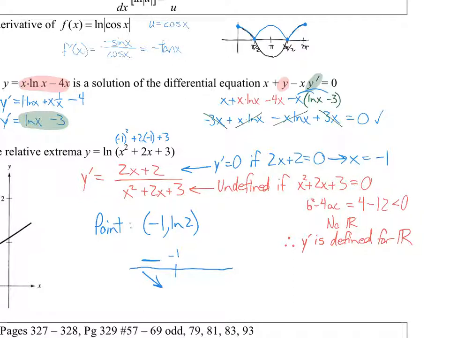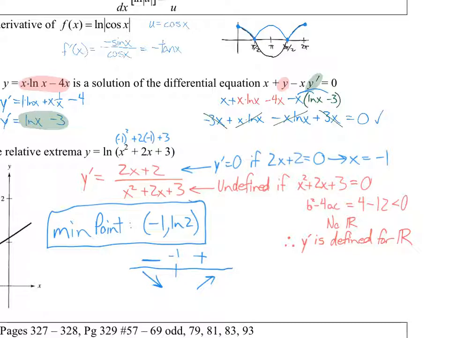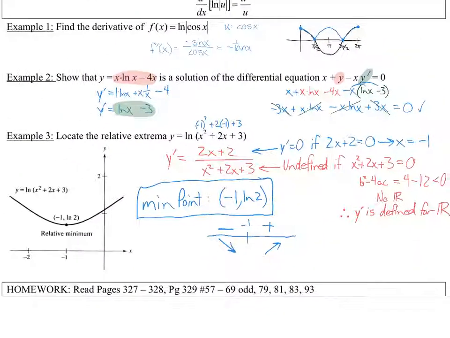So now I plug in something above negative 1. If I plug in 0, I get a positive 2/3. So now I can see my function will be increasing, which means that we have a min point at negative 1, natural log of 2. And if you look at the graph over here to the left, we can see that confirmed by the graphing utility. But that's how we would find it and prove it.